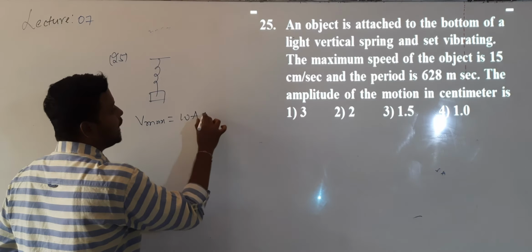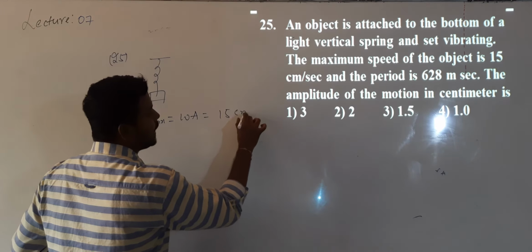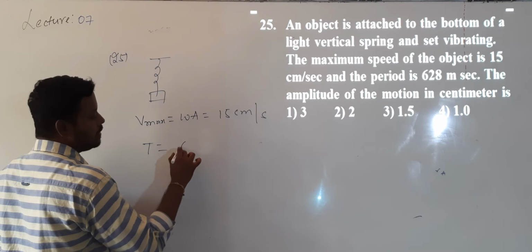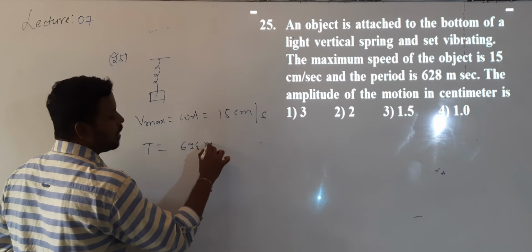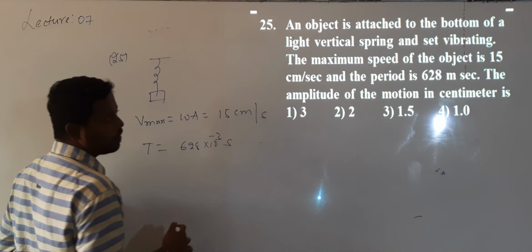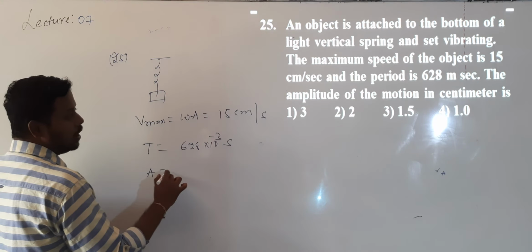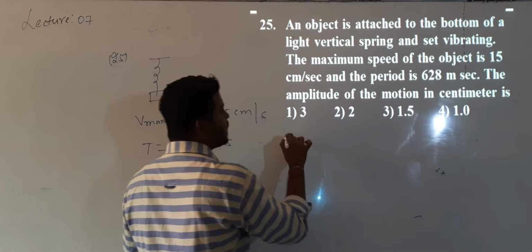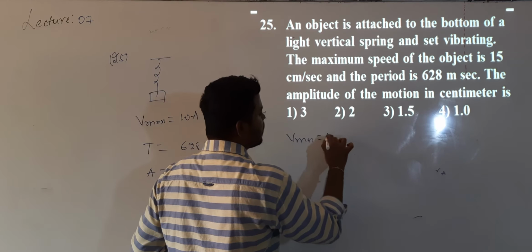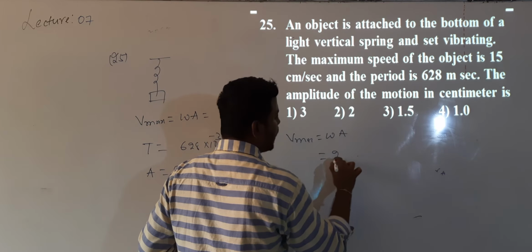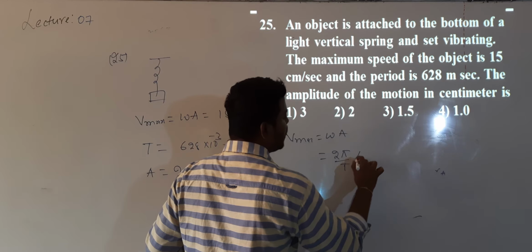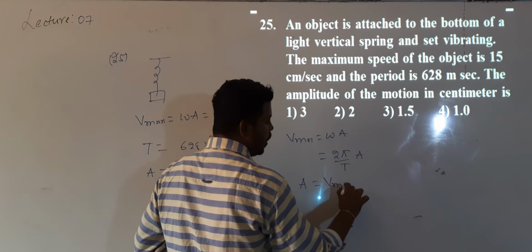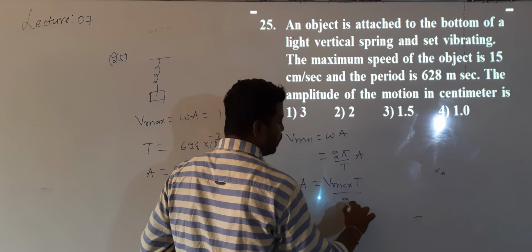Maximum speed means omega into A, which is 15 centimeter per second. And the time period is given as 628 into 10 power minus 3 seconds. What they are asking us to calculate is the amplitude A value in centimeters. So what is the V maximum formula? V maximum is equal to omega into A, omega value 2 pi by capital T, into A. Then I want to calculate A value. A is equal to V maximum into T by 2 pi.